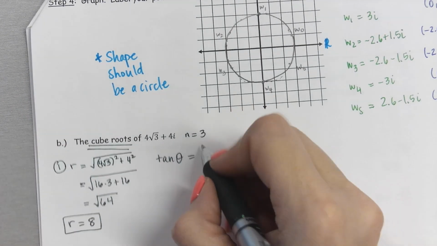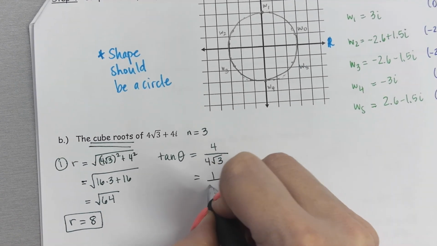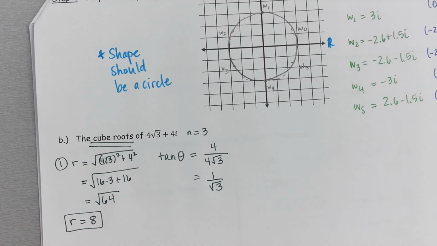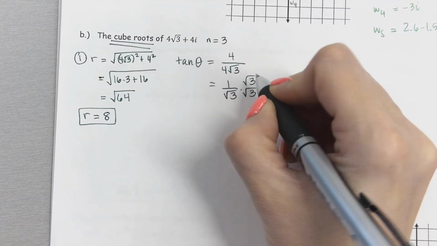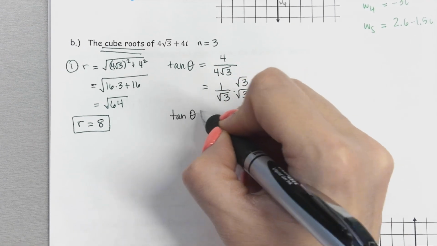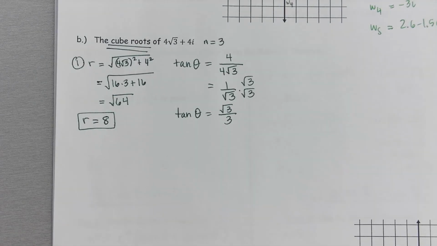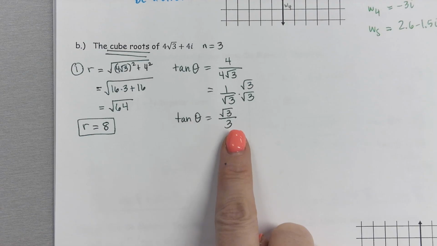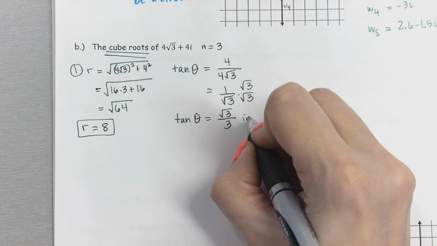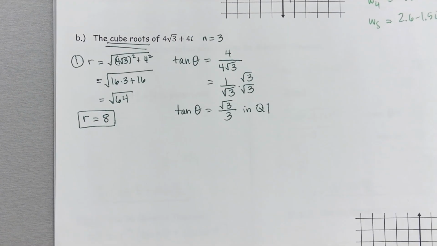Okay, for your tangent, you do b divided by a. So when those cancel out and you have 1 over root 3, remember that you have to rationalize. Okay, and this is a place on our unit circle, but if you ever had a value that wasn't an exact value, what would you do to find theta? Yes, take the inverse. Okay, so this is in quadrant 1, positive, positive.